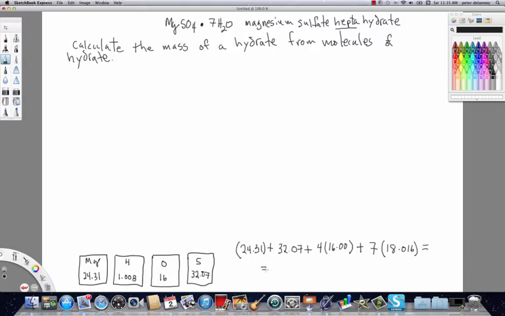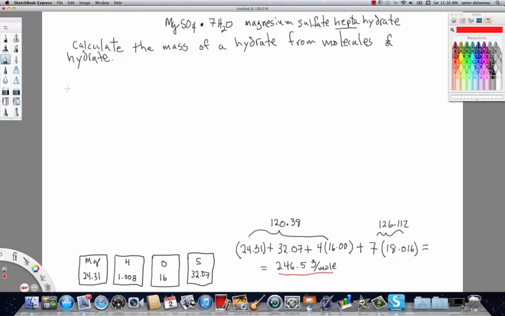So the grand total for the molar mass of the entire hydrate should be 246, approximately 0.5, and that's grams per mole. The first part of this in here should be equal to 120.38, and this part should be 126.112 grams per mole. So the total molar mass, which we're going to be using above in the calculation, should be 246.5 grams. All right, now let's go ahead and work the problem.